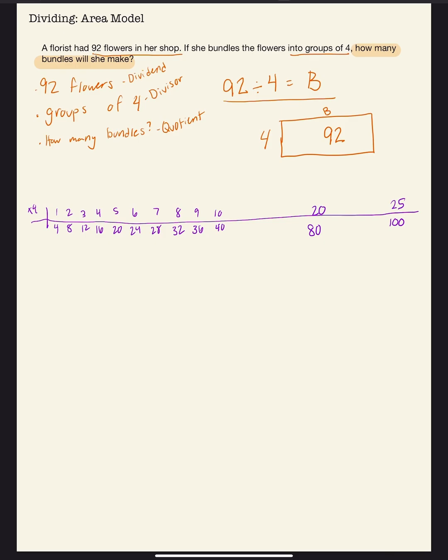Now, if I wanted to, I could go through and fill in this space and fill in this space, but I don't necessarily have to. I just put these key numbers in so that when I am dividing, it's much easier to look back for multiples of 4.